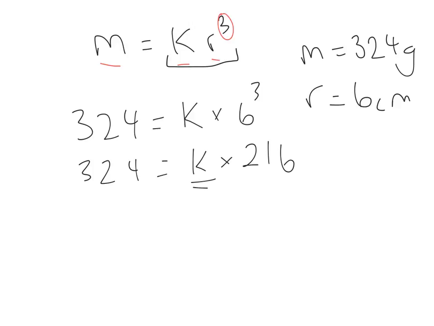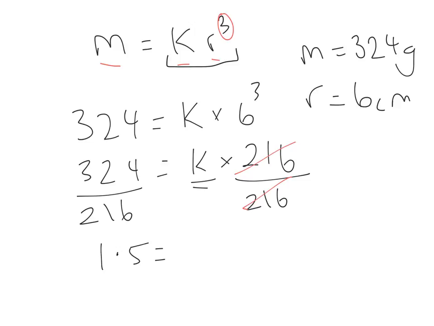And so then to solve this, to find out what this k actually is, what are we going to do? 216 over 324. Other way. I want to get rid of the 216, so I have to stick that over there. That gets rid of the 216, which just makes it 1. And then we simplify 324 over 216. We get k as 1.5, which means that for the final equation, we can now put that 1.5 in the spot of k.